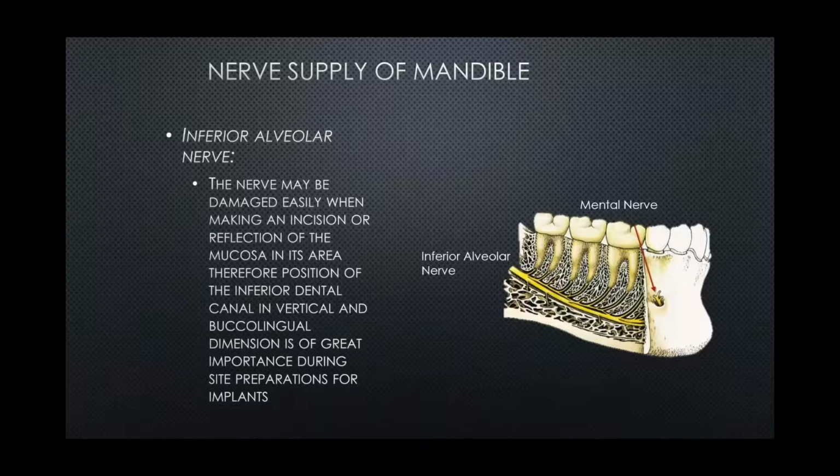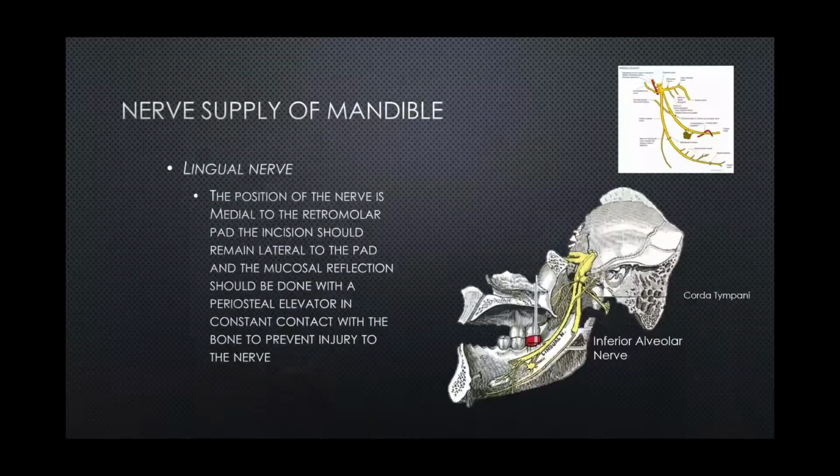And of course, this nerve can be easily damaged, whether we're making a flap or drilling a tooth or an implant. So we have to pay particular attention to where that nerve is. In addition to the inferior alveolar nerve, of course, we have the lingual nerve.